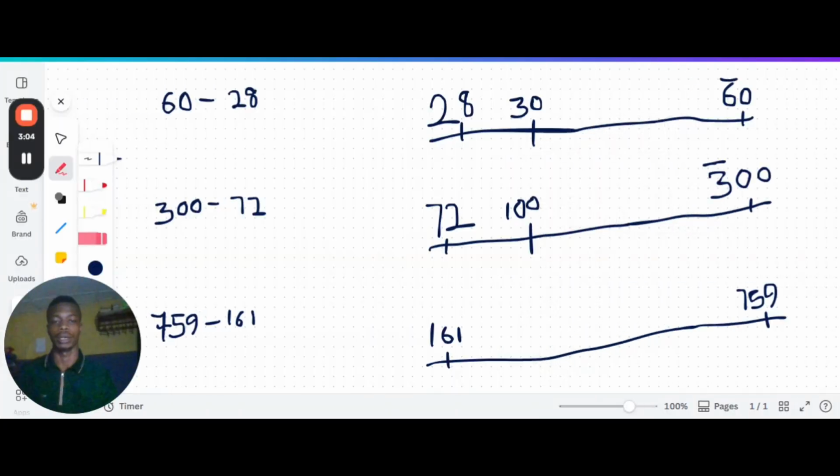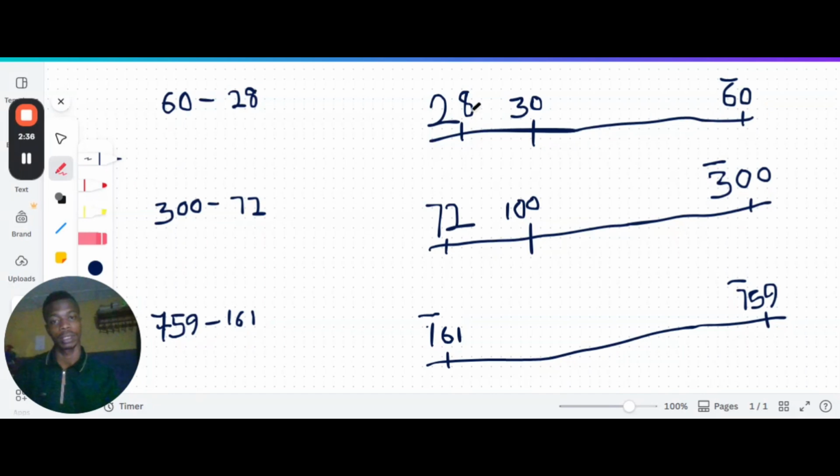Now do the same thing here. Are you going to look for the nearest tens? No. Why not? Because this is already a hundred. This too is a hundred. So you're going to look for the nearest hundreds. Is the nearest hundreds 100? No, it can't be 100 because this is already 100.